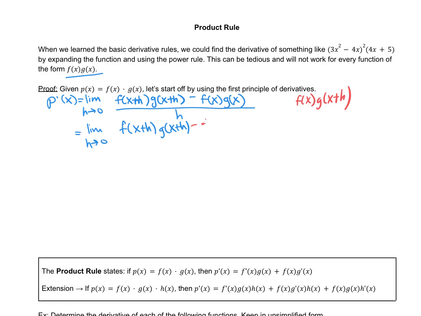So I'm going to subtract it first. Then I'm going to add it. And that way I'm not actually doing anything, but it is going to allow me to get some factoring in here.